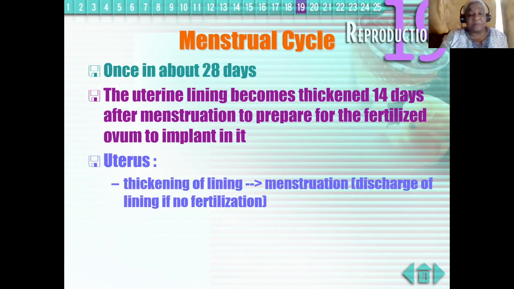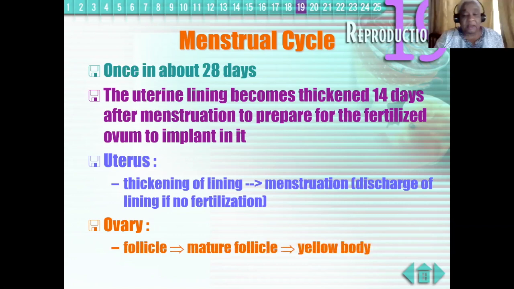So there's the thickening of the lining, and in menstruation, there's a discharge of the lining, the tissue, the blood, if there's no fertilization. That's your period. In your ovary, you have the maturation or the growth of a follicle. You have a mature follicle. Follicles are called Graafian follicles, and after ovulation, the follicle becomes a yellow body, or the corpus luteum.